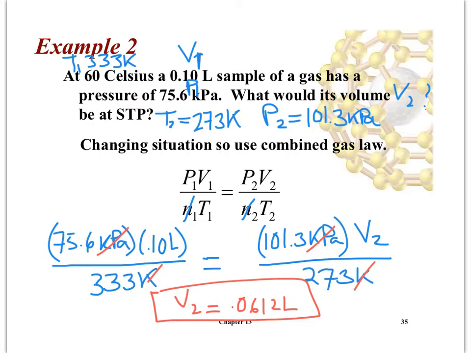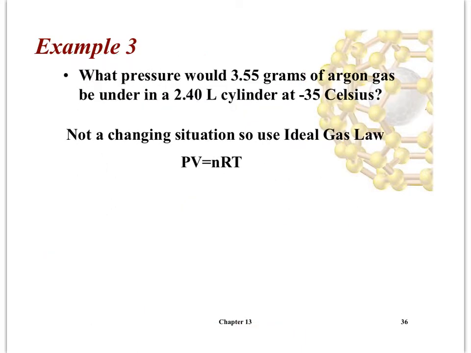When you're using PV equals nRT, though, you have to be a little bit more careful with your units. The volume always has to be in liters, and the pressure should match whatever the units for R are. Let's look at example 3. It says, what pressure would 3.55 grams of argon gas be under in a 2.40 liter cylinder at negative 35 Celsius? So I'm going to go and label all my numbers here.